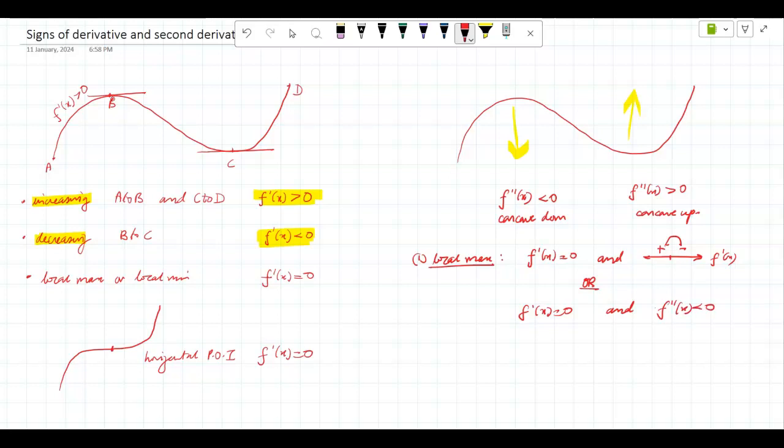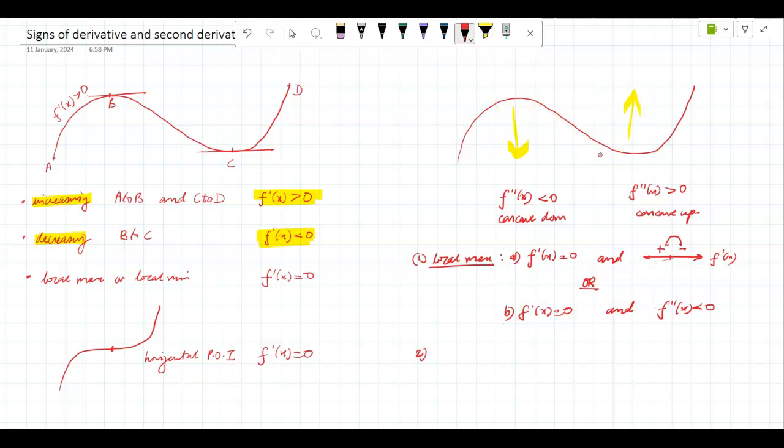So remember, there are two tests for a local maximum. First is the first order derivative being 0 with a sign change from positive to negative. Second is the second order derivative test: the first order is 0 and the second order derivative is negative. What do you mean by negative? Concave down. Concave down will have a maximum, and concave up will have a minimum.